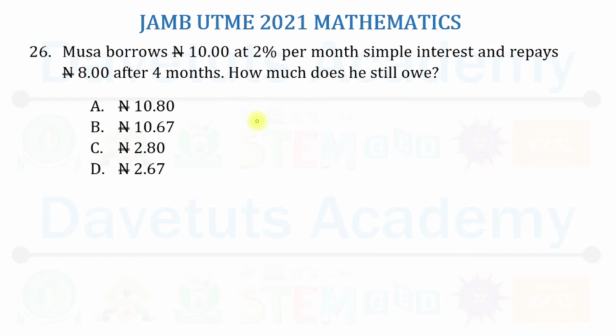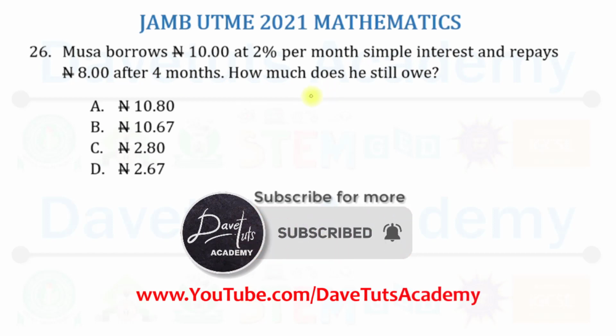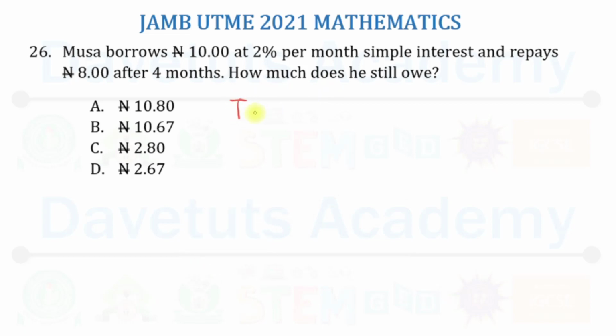In this question on simple interest, we are told that Musa borrows 10 naira at 2% per month. So we need to know that. And it's a per month simple interest and repays 8 naira after 4 months. How much does it still owe? Okay. If you look at what we have here, we have the time, we have the principal, okay, and we have the rate. We are given all of those. In short, we can just say the time is 4 months. The principal here is 10 naira, and then the rate is 2%.